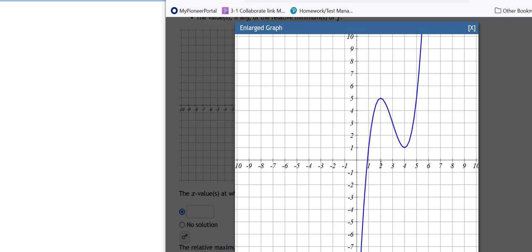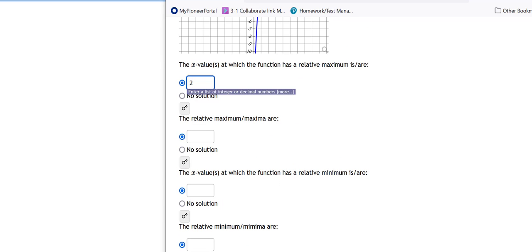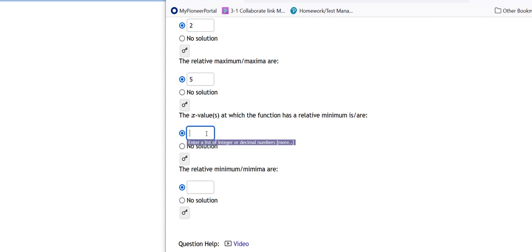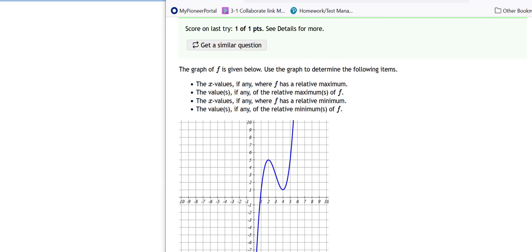So a relative maximum is going to be at 2, that's my x value, and the value of it is 5. Right? And now we'll go back and look for a relative minimum. It's going to be this lowest point, and so the x value is 4. So that's where it is, and it is 1. So that is max and min.